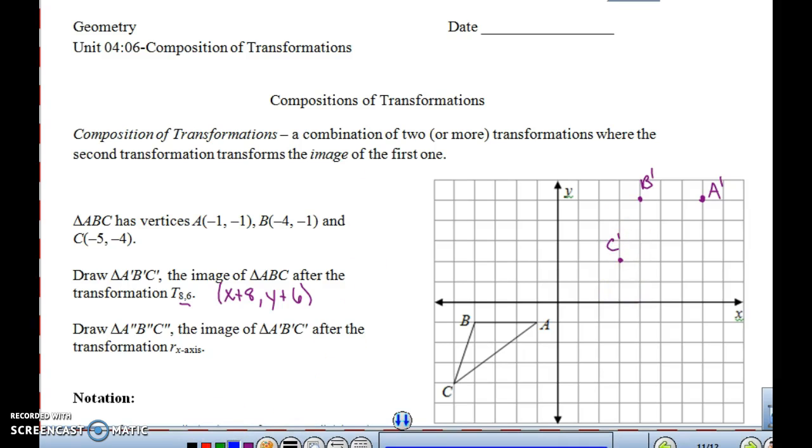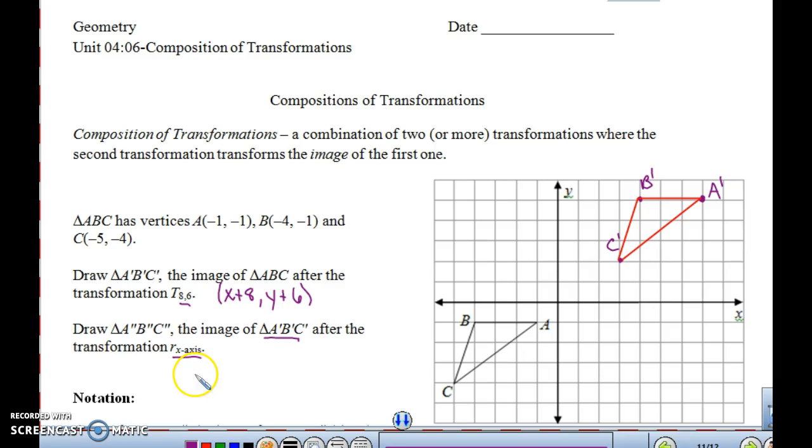So when I draw my triangle, I draw it in red, there's my first transformation. And it happened to be a translation, so there's A prime, B prime, C prime, because that's what it said to name it. Then it says draw triangle A double prime, B double prime, C double prime, the image of triangle A prime, B prime, C prime after the transformation reflection in the x-axis. Okay, now first of all, know which ones you're transforming. This says to take this one, which is the red triangle we just drew, and reflect it in the x-axis.